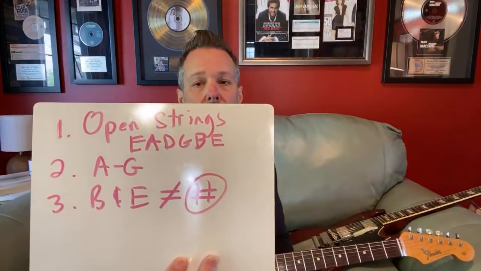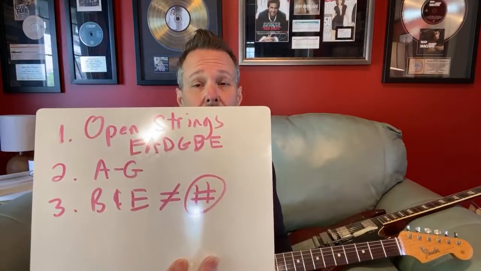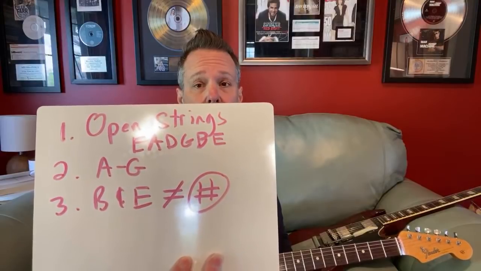Okay? So the other thing you need to know is, number two, the musical alphabet goes from A to G. And number three, B and E don't have a sharp. Those are the three rules that you need to know. If you know those, you will immediately know every single note on the fretboard, and you always will, forever, as long as you remember those three things.